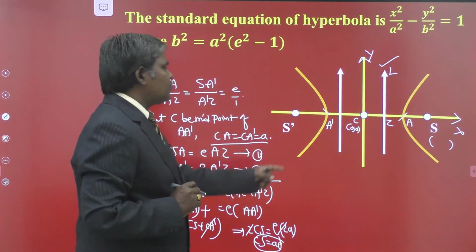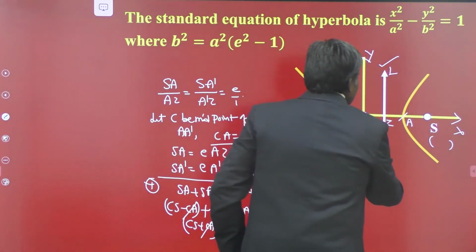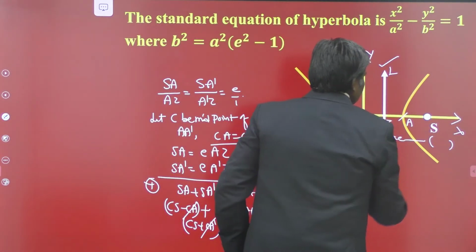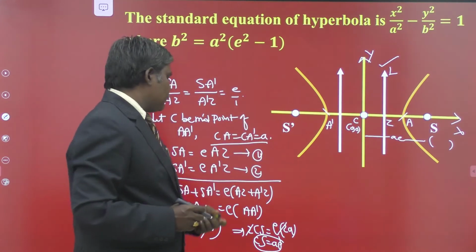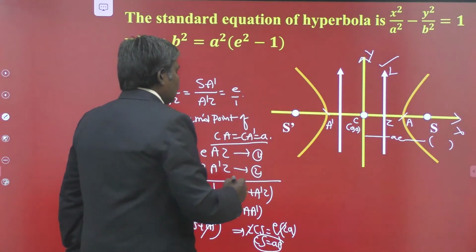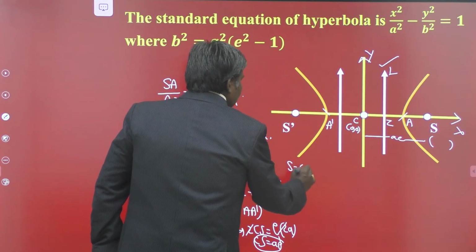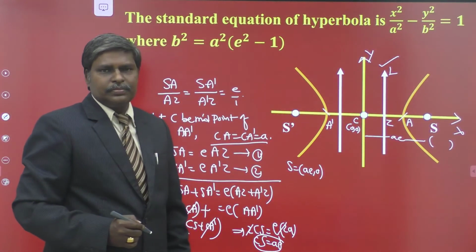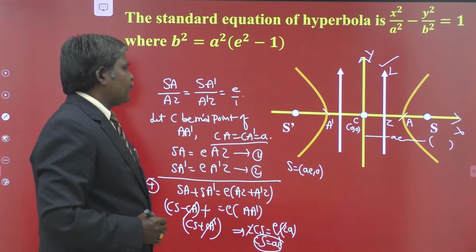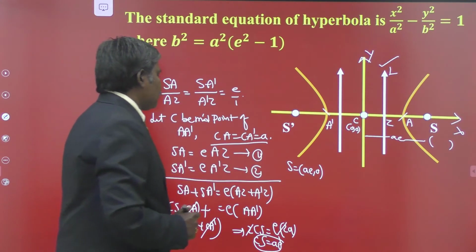So the distance from C to S is obtained as AE. This is the distance AE. In the same manner about the ellipse, CS is equal to AE. Can you write the coordinates of S or not? Yes. The coordinates of S are AE comma 0. You have the coordinates of S, they are AE comma 0.